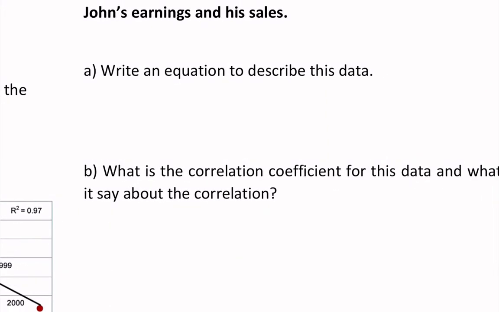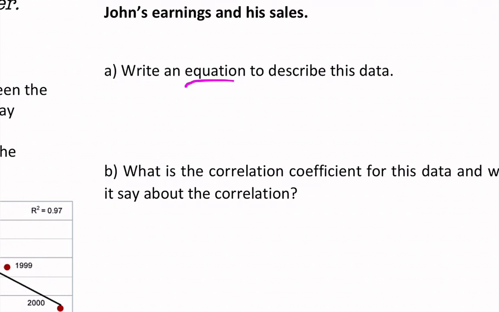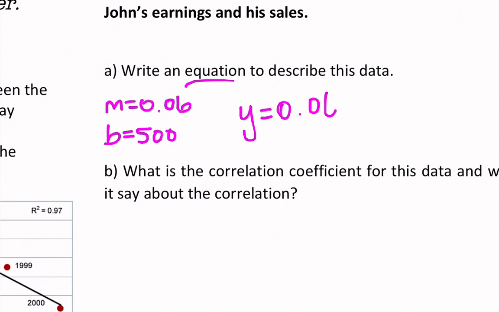Okay, so we're going to write the equation. Well, it told me that M was 0.06. It told me B was 500. So to write the equation, I know it's going to be Y equals 0.06x plus 500. So we have our equation.